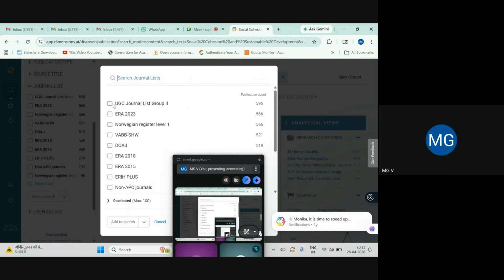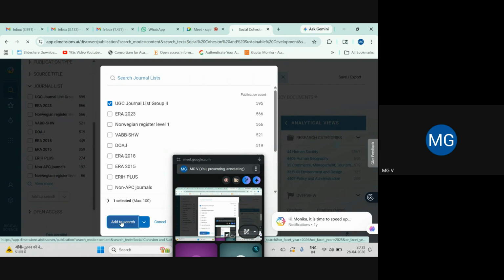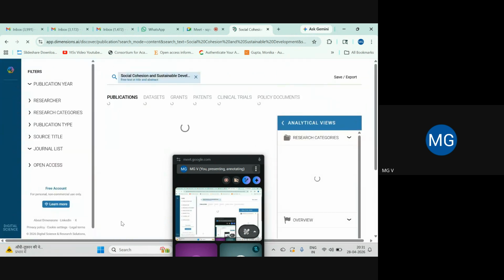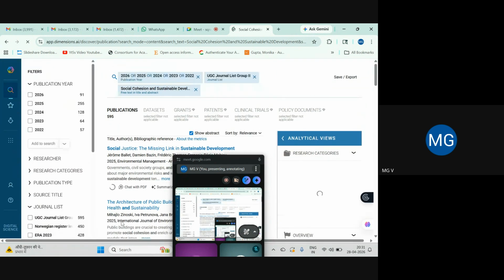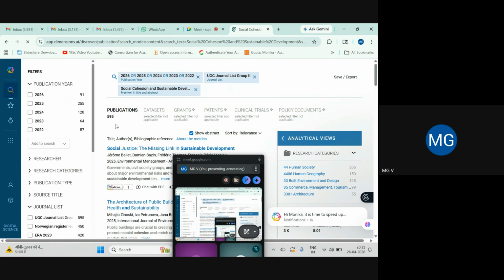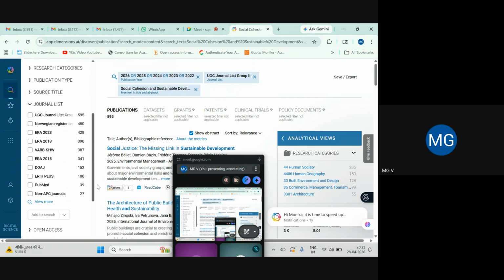See, here they have mentioned the category UGC journal list Group 2. Group 2 comprises Scopus, I hope every one of us knows. Group 2 means Scopus and Web of Science. So now see the number has reduced to 595. Exactly. So this way we can limit, obtain, and export.